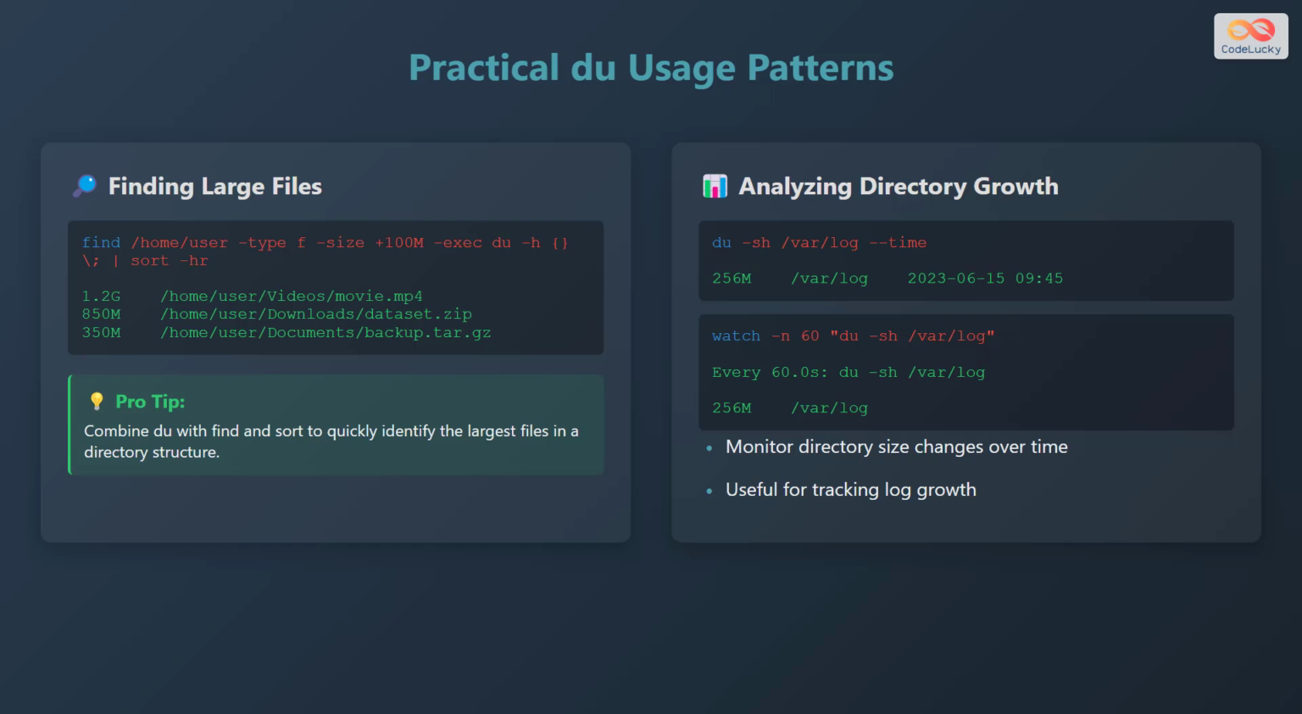To analyze directory growth over time, you can use the watch command. For example, type watch -n60 du -sh /var/log. This command monitors the /var/log directory and displays its size every 60 seconds, which is useful for tracking log growth.